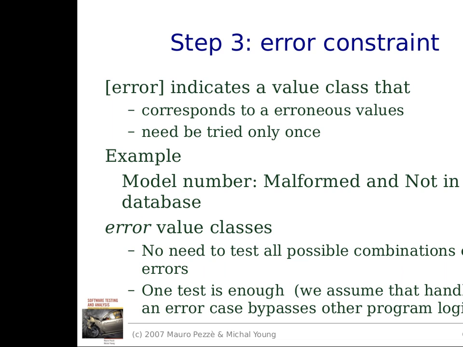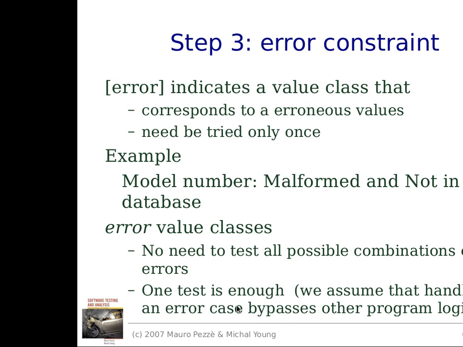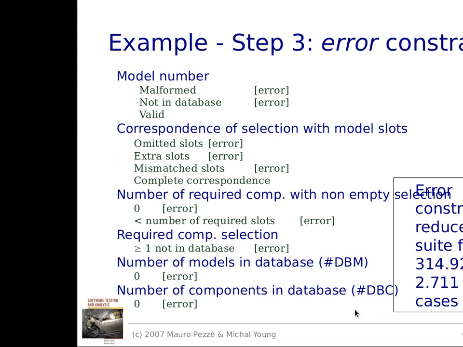This just tells you if there's an error, and if something ever comes up with an error, you're done. You don't need to test anymore. The most important thing is no need to test a possible combination of errors because you only really need to test once that the error does pop up correctly. This, of course, assumes that handling an error can bypass other program logic, which is not always the case, but hopefully is an assumption that you can make with your program.